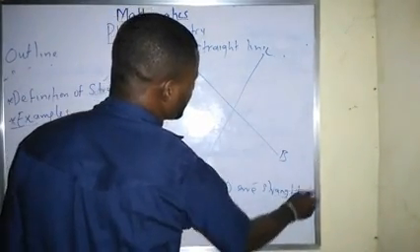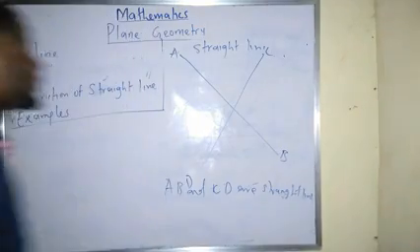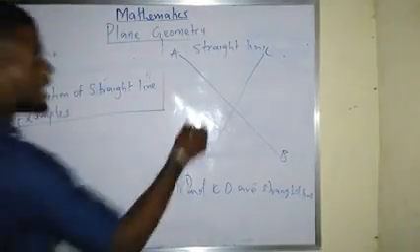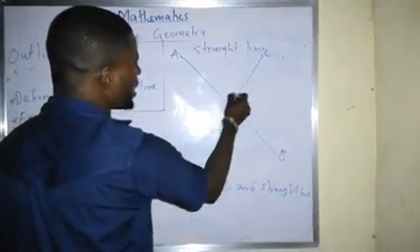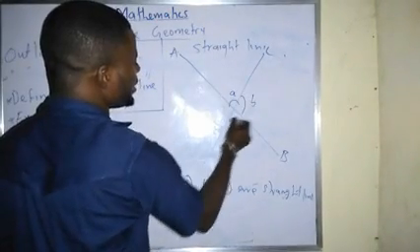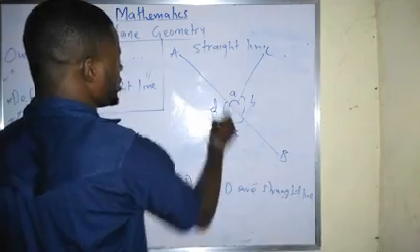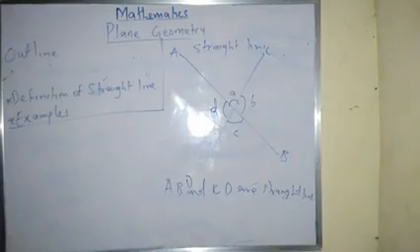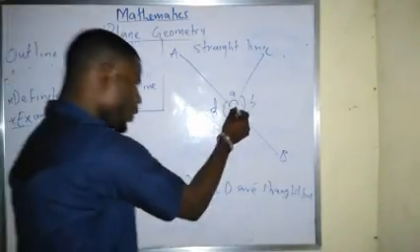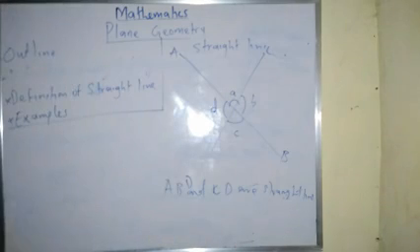A straight line. Please note that, it's very, very important. Now, if they are straight lines, I have angle A here, angle B here, and C and D. Please take note of this. I have angles around a point. This is angle at a point. Note this, very important.